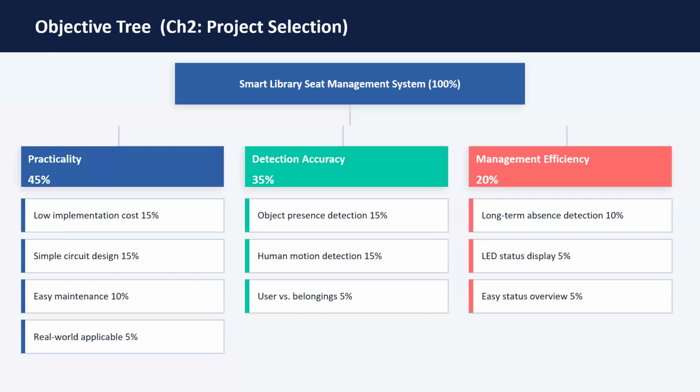Second, detection of occupancy. The system needed to accurately distinguish whether an actual person was sitting at the seat or if only belongings such as bags or books had been left behind. Third, management efficiency. When unauthorized seat occupation is detected, both library staff and waiting students should be able to recognize the seat status intuitively through a simple user interface, such as LED indicators. Based on this objective tree, our team began designing the optimal hardware components and control methods for the system.